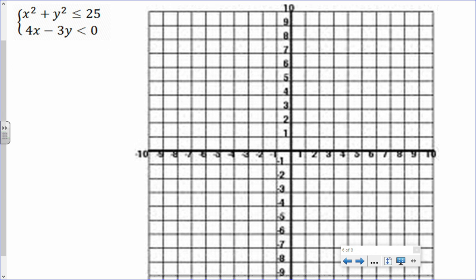Okay, so in blue, let's go ahead and graph x squared plus y squared is less than or equal to 25. What do we have? We have a circle centered at 0, 0, radius of 5. Now, the bigger question is, do we have a solid or a dashed circle? We have a solid circle because of the equality that is presented in our inequality.